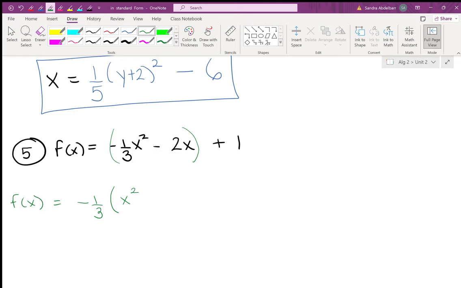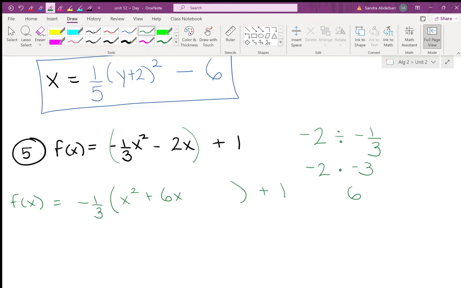But now, when we pull out a GCF, what operation are we doing? Division. So what is happening with this negative 2? This is negative 2 divided by negative 1/3. Do we agree? When we pull out that negative 1/3, it's negative 2 divided by negative 1/3. Keep, change, flip, right? So negative 2 times negative 3. What's negative 2 times negative 3? Positive 6. So we're going to have x squared plus 6x. Leave some space, close your parentheses, then plus 1.